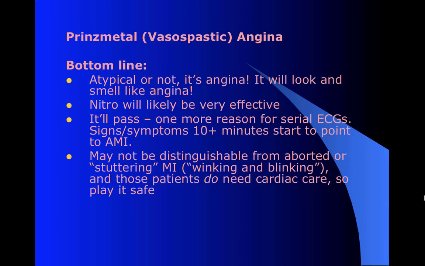So the key points are, even if it's a sort of atypical syndrome, it's still angina, so it still acts like angina. Nitro often works quite well. It's nice to get your 12 lead before you give it because it may normalize, but it will really be resolved, which is again a feature of angina. It should be transient, like we said, so try and get those serial EKGs. If it's still going on quite a while later, you should start thinking about something else.